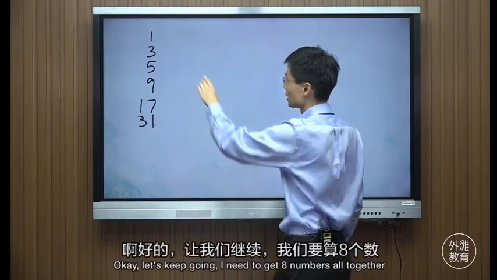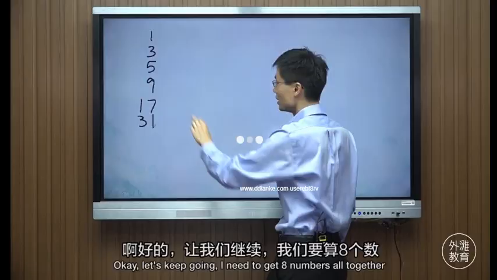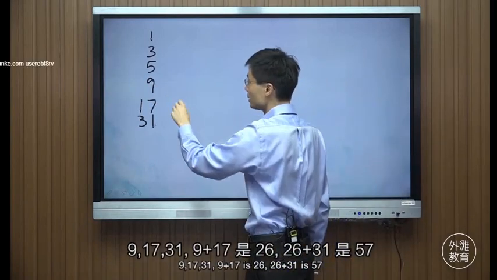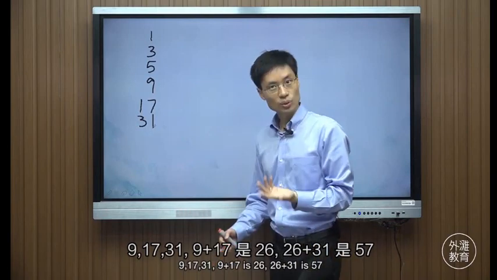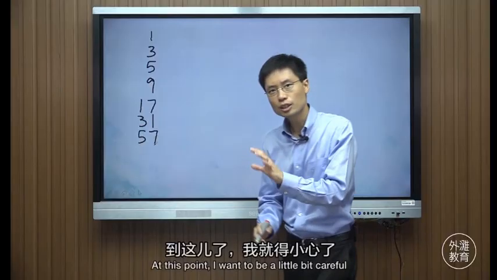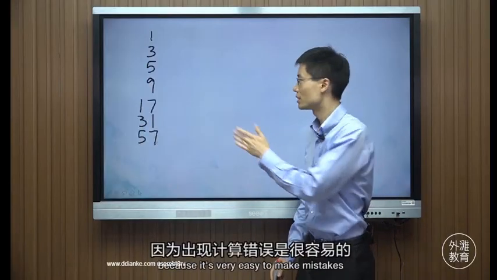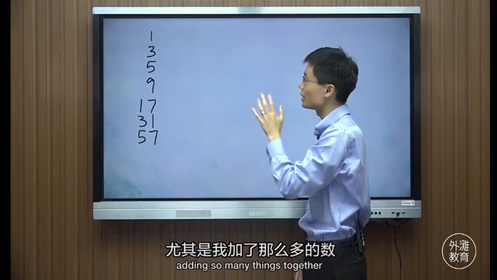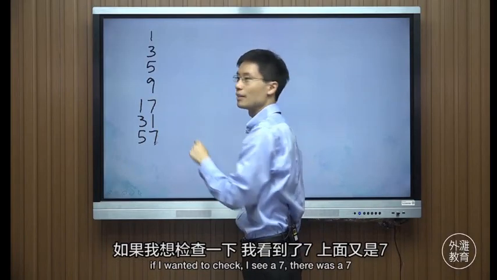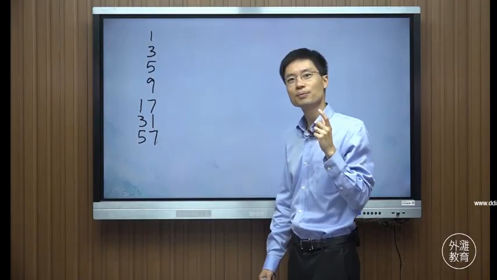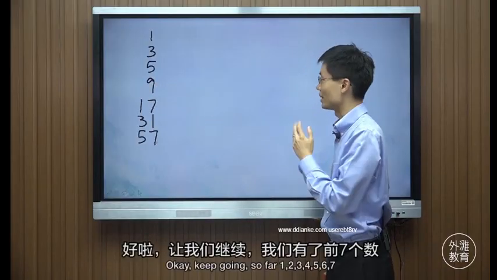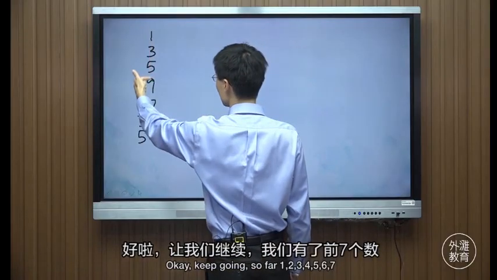Okay, let's keep going. I need to get 8 numbers all together. 9, 17, and 31. 9 plus 17 is 26. 26 plus 31 is 57. At this point, I want to be a little bit careful because it's very easy to make mistakes. I've added so many things together. If I wanted to check, I see a 7, so I ask myself, is it reasonable that there's a 7? And I say yes, because 9 and 1 was 10. Okay, keep going. So far I have 1, 2, 3, 4, 5, 6, 7.